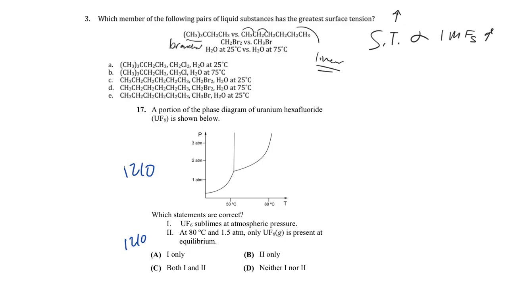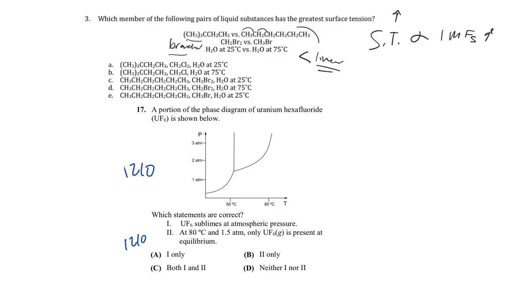A branched structure leads to there being more cylindrical forces of attraction, and they just can't get as close together as each other, and they have a weaker ability to form intermolecular forces. So our linear compounds always have a stronger intermolecular force than their branched isomers.